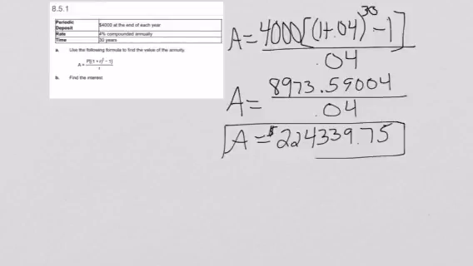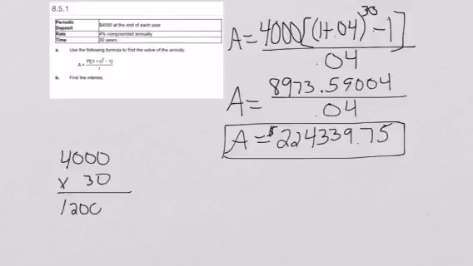Now Part B is saying, how much interest did you draw? To find that, we have to figure out how much money we put into the account. If we put $4,000 for every year for 30 years, then we multiply that by 30. This tells me how much money I put in the account myself. So 4,000 times 30 is $120,000. That's how much money I put into the account.